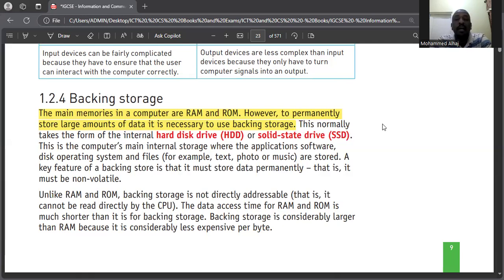However, to permanently store a large amount of data, it is necessary to use backing storage. Examples of backing storage are our hard disk, which is HDD, and the SSD, which is solid state drive. Those are the main memory that we need to store data permanently, and we need them to store all our information in the computers too.